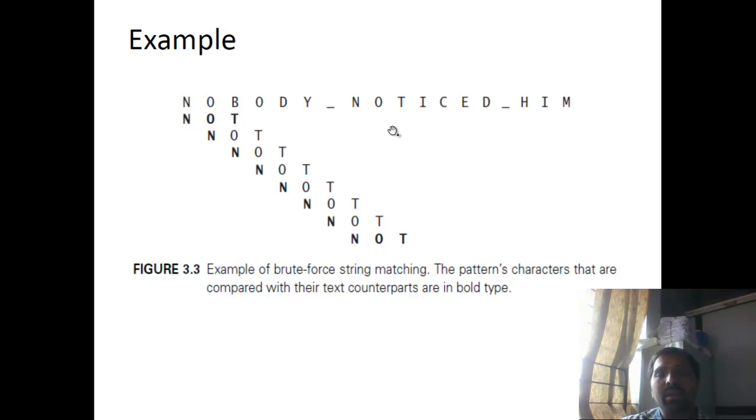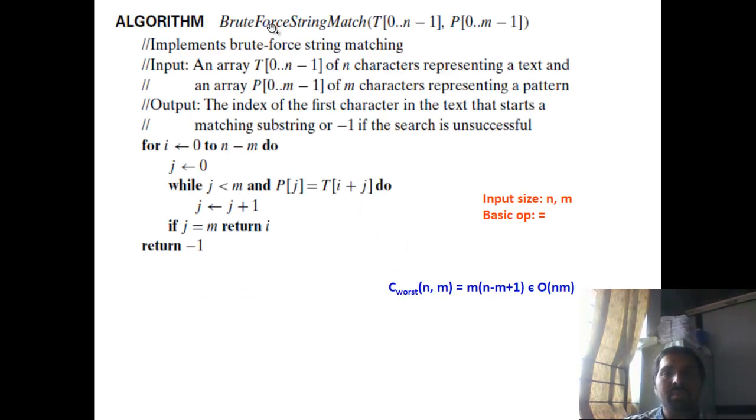So like that we can use string matching algorithms. We have many string matching algorithms here. It is a straightforward method: brute force string match. The text T is 0 to n minus 1, and we can take any big size, and the pattern P is 0 to m minus 1. It implements brute force string matching. Input: an array of n characters representing the text and another array P to represent the pattern. Output: we can take the position of the pattern if it is available in the text.